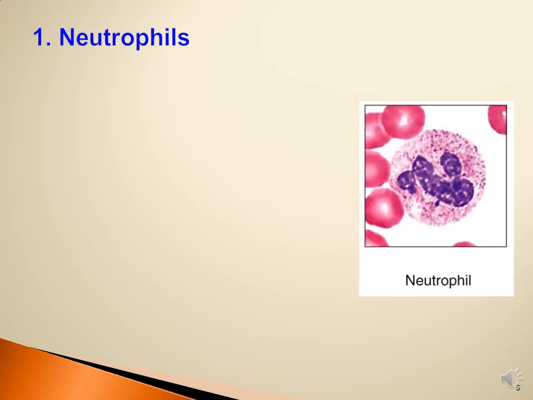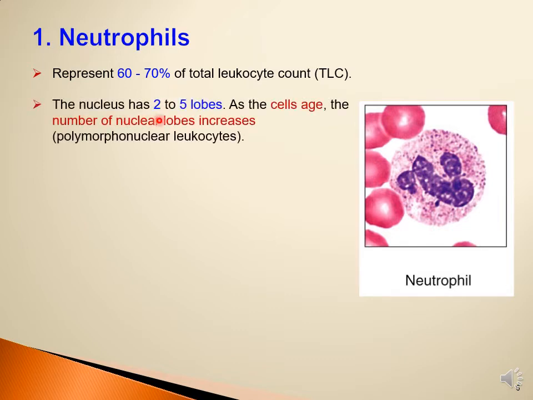Let's start with each type of leukocyte, its characteristic features, and its main functions. The most abundant, as I said, are the neutrophils. They represent 60 to 70% of the total leukocyte count. The nucleus here, as you see in this image, has multiple lobes. Please be careful. These are not multiple nuclei. So this neutrophil has one nucleus, but the nucleus has many lobes.